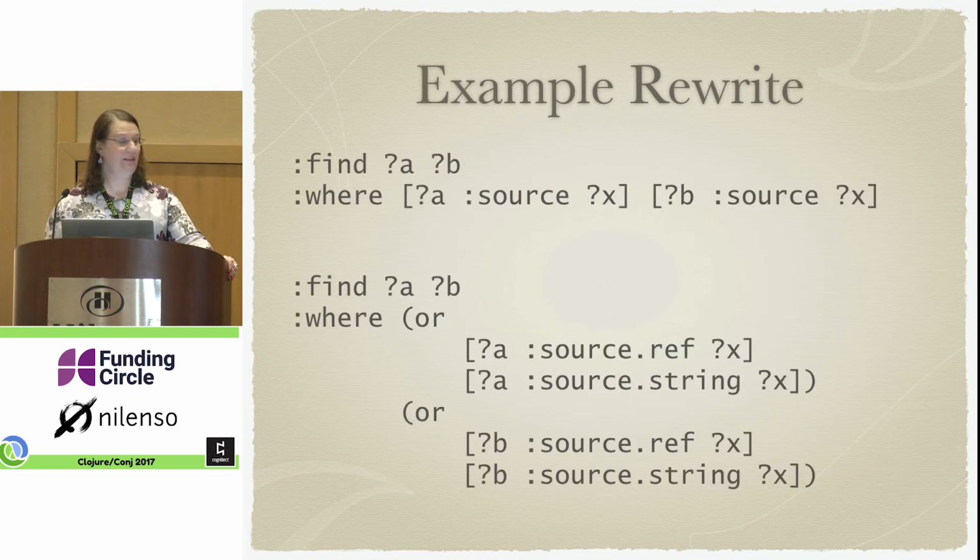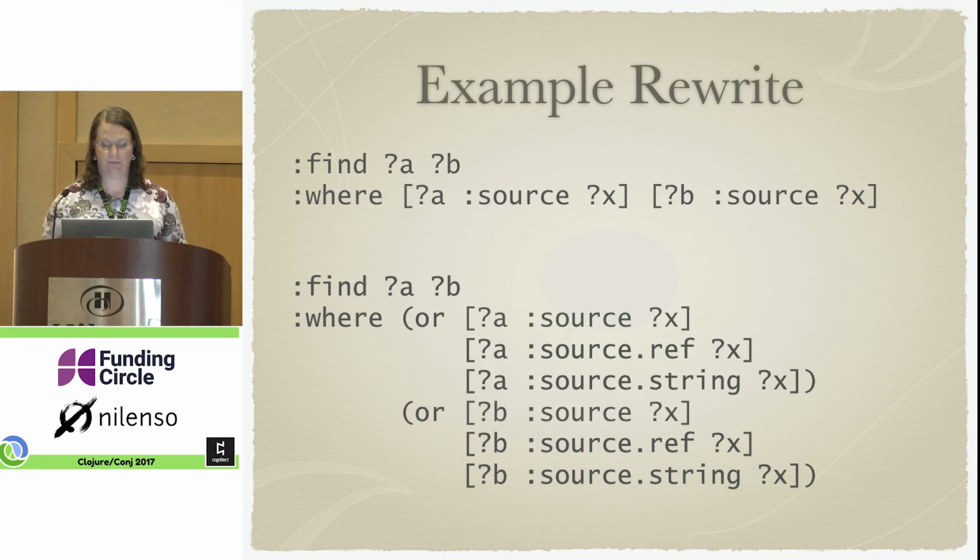So this is an example of how we might rewrite a simple query when we're just looking for two elements that refer to the same source. It doesn't remove the case where A and B are the same, but it's just for illustrative purposes. You can see how we convert each pattern into an OR constraint with the various options. So source is converted into both source ref or source string. For those cases where the original source is also in use, we can bring that in as well.